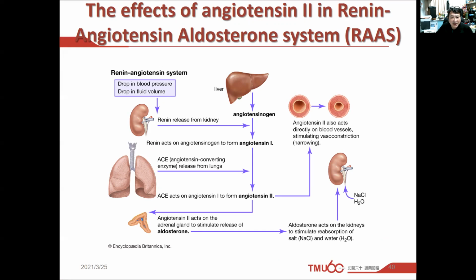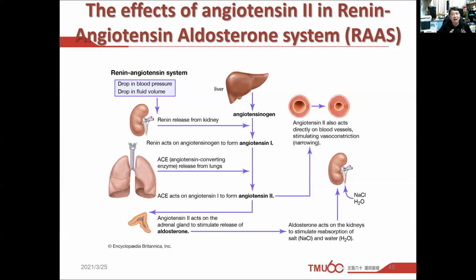Okay, then angiotensin 1 and angiotensin 2 will regulate vascular tone and change the size or volume of the vein or vessel, leading to vessel constriction. Then they will regulate blood pressure. In another way, angiotensin 2 will work on the adrenal gland to stimulate aldosterone. This hormone will regulate uptake of water and salt into the blood flow, so it increases the fluid volume.